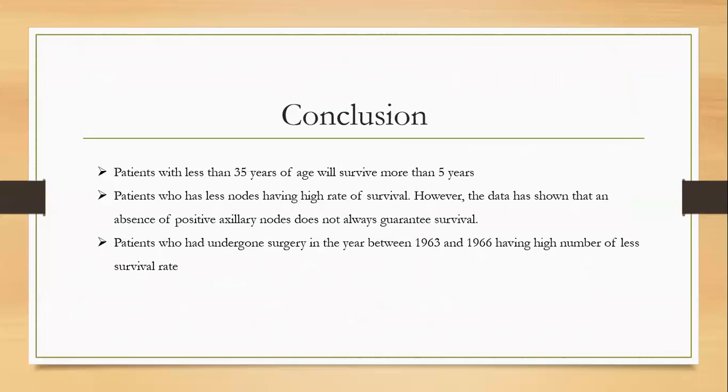So my conclusion is that patients less than 30 years of age will survive more than 5 years. Second, patients who have fewer nodes have a high rate of survival, but a small percentage, 6.25% of patients, fall in the short survival category. This tells us that the absence of positive axillary nodes does not always guarantee survival. And the patients who had undergone surgery between 1963 and 1966 have a higher number of short survival cases. Thank you so much.